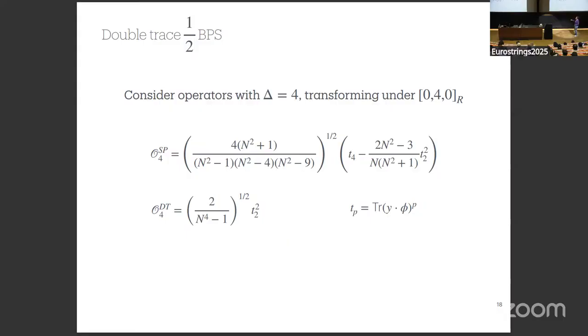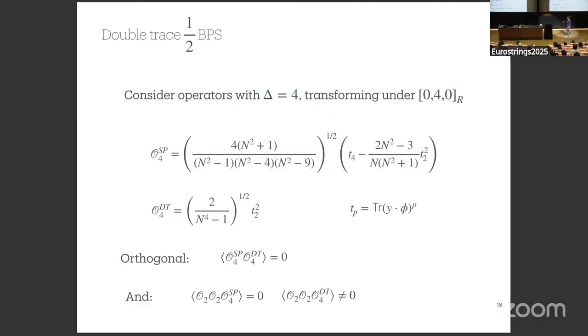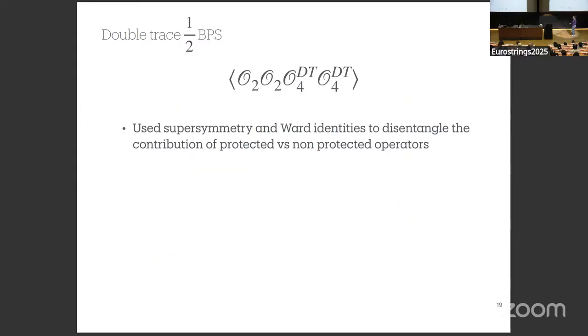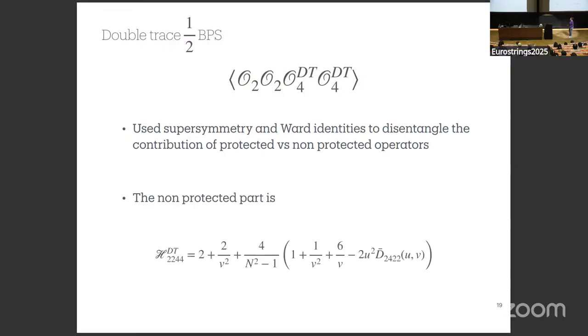So we studied the correlator of, okay, these two are orthogonal among themselves, and the 3-point function with the single particle is 0, and with the double particle is different from 0. And then what we did, we used again supersymmetry, the same story that I told you before. So we studied this correlator here, where two operators are single trace and two of them are double trace. We computed the protected part, which looks like that.